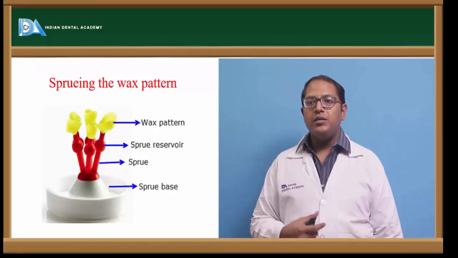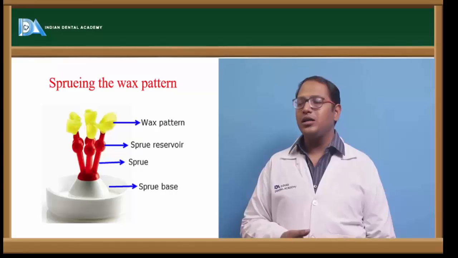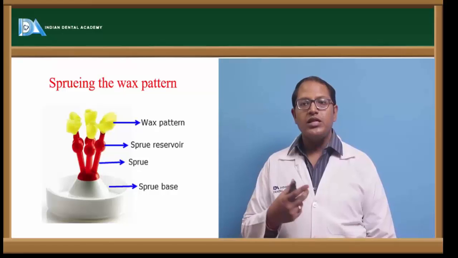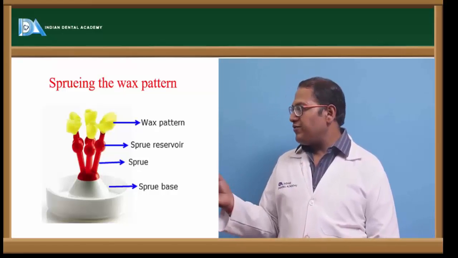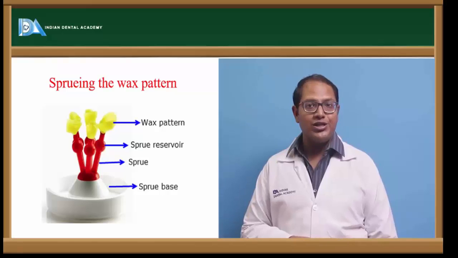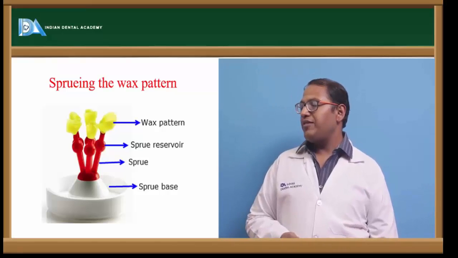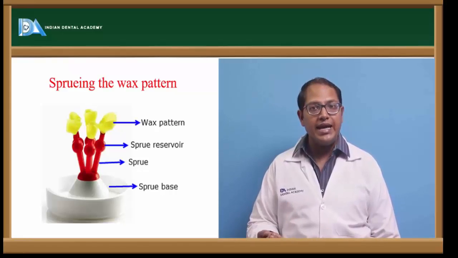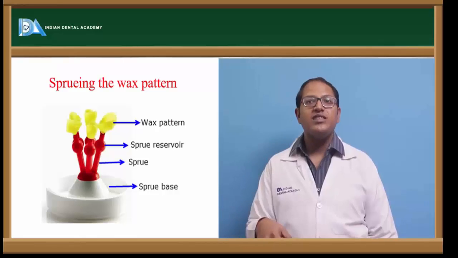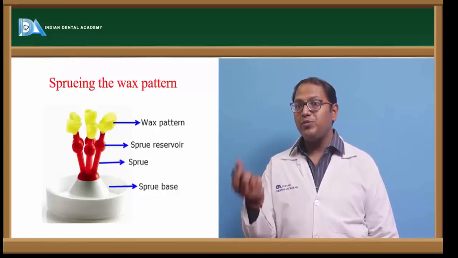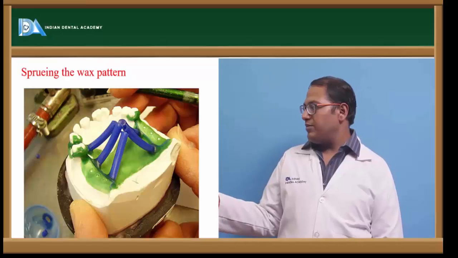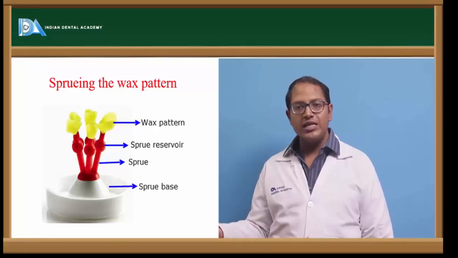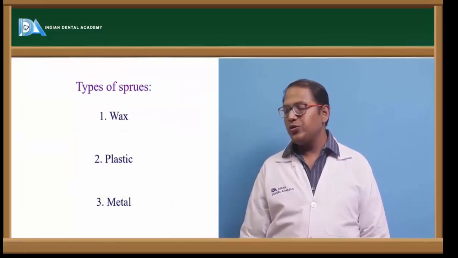The metal within the sprue must remain molten slightly longer than the alloy that has filled the mold. This provides a reservoir to compensate for the shrinkage which will happen during solidification. What are the types of sprue? We can have sprues of wax, plastic, or a metal whose melting temperature is less than the burnout temperature, because we have to burn it out at the end of the day. You can see multiple sprues attached for a cast partial denture. For a single crown, a single sprue is fine. These are the types of sprue I spoke about.